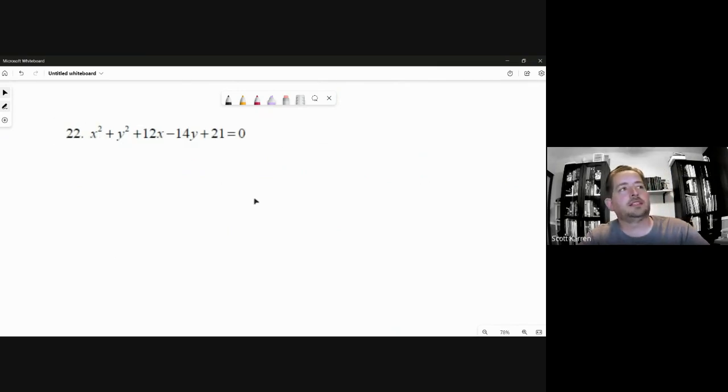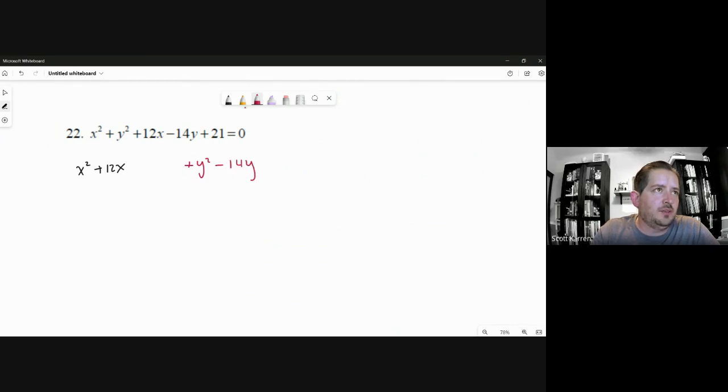So there I've got example number 22. The first thing I want to do with this guy, it's got my x squareds and y squareds written. I want to write the x's clumped up on the left. So I'll write x squared plus 12x, and then leave myself some room, and then write plus y squared minus 14y. And I'm going to get rid of this plus 21. I'm just going to move it over to the other side just to get it out of my way.